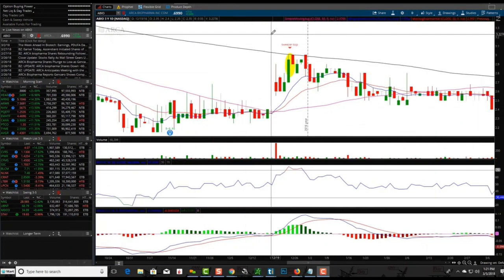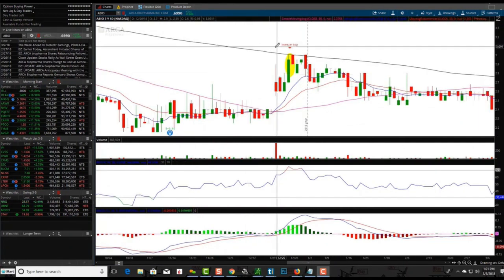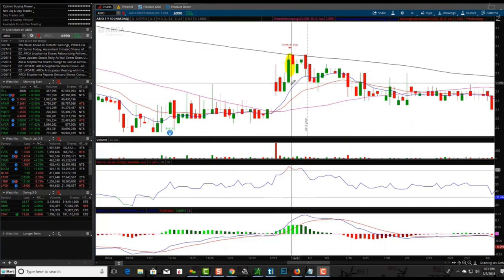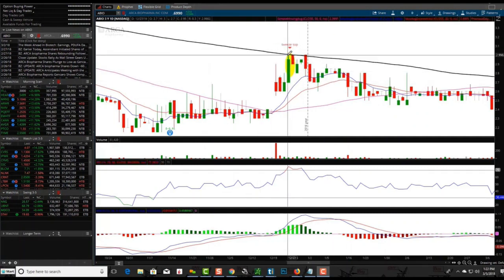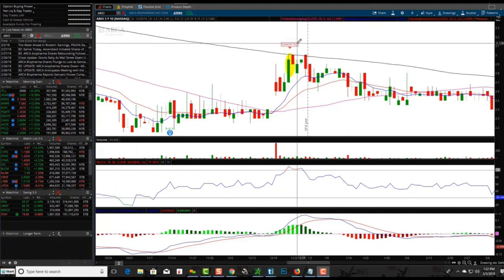All right, ABIO. This is almost utter perfection. This is probably about as perfect as you can get. Real long body right here, the wick up top, and a perfectly flat base right at the top. I mean, this is a perfect looking one.